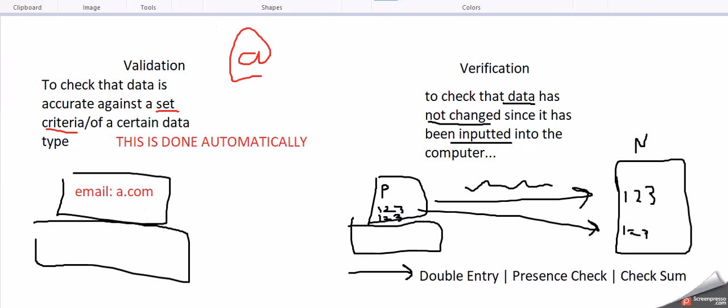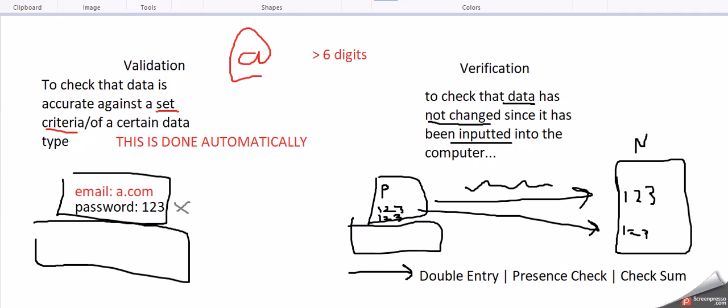Or if we were to do someone entering in a username, well, let's do password. 123. I'm going to set my own rule up, my own criteria, that it must be more than 6 digits for a password. Now, the computer will check it against that criteria. Does it meet it? No, it doesn't. By not meeting it, it'll be rejected. So validation is to check that data is accurate against a set criteria or of a certain type. This is done automatically.